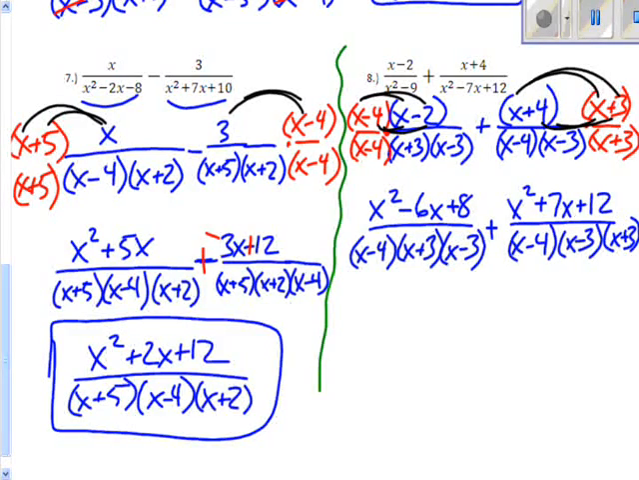And now it's just addition. I just have to combine like terms. x squared and x squared, that's a 2x squared. The negative 6x and the plus 7x, that's a plus 1x. And the 8 plus the 12 is a plus 20.